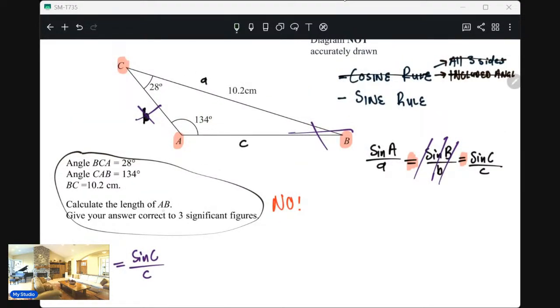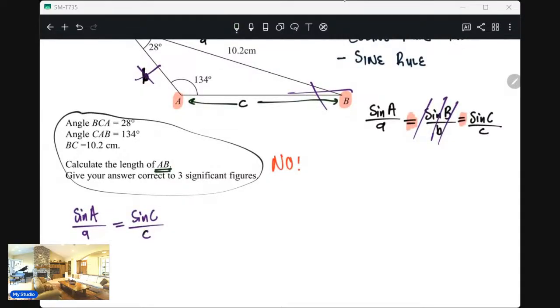After doing all this, that's when you go to the question. AB first is small c. Is it true that AB is small c? So basically, we are looking for small c, because that's the side AB. A to B, it's small c.